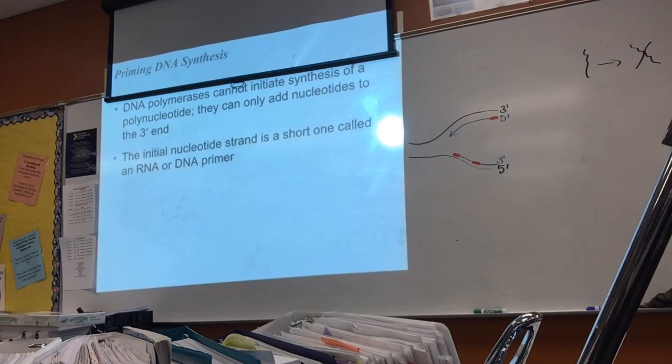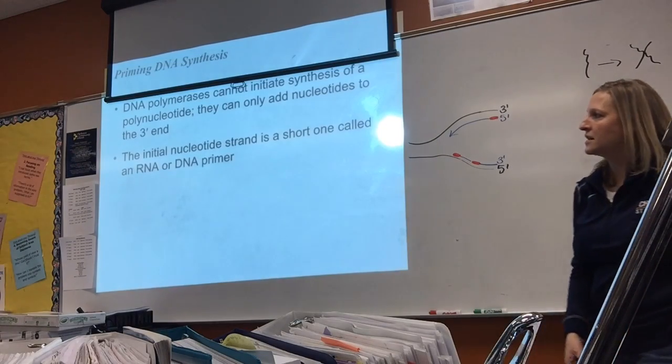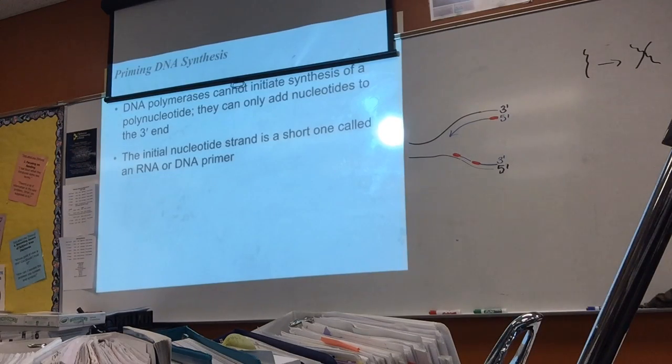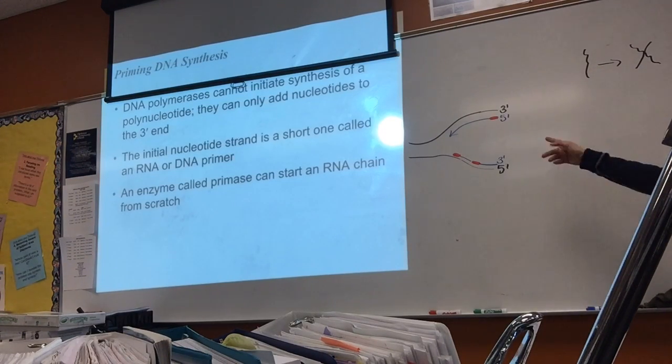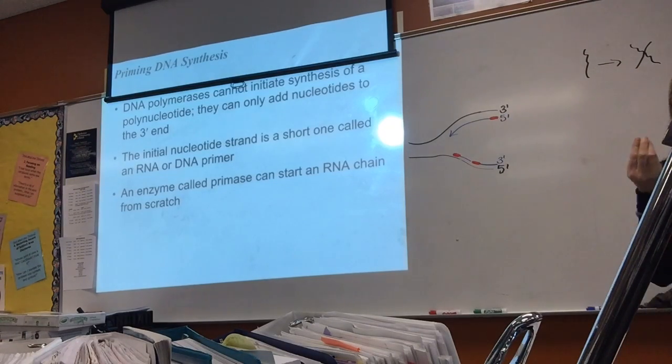So the initial nucleotide strand is a short one called an RNA or DNA primer. It's usually RNA. And so that's what I put here in red. That's my red up here on the board. And what does that is an enzyme called primase. So primase starts the RNA chain from scratch. So it doesn't need to have pre-existing nucleotides. And so therefore that's why it works. All right? Whereas DNA polymerase does.